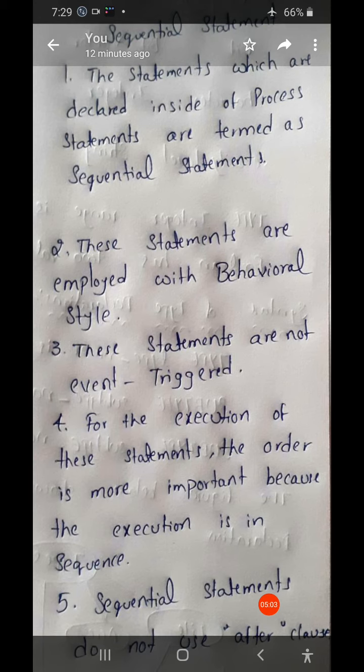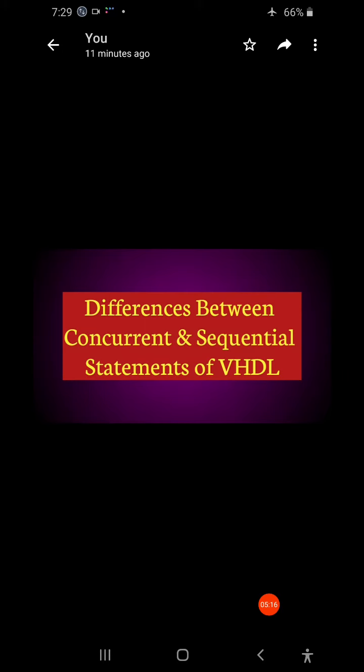That is regarding the differences between concurrent statements and sequential statements. Here we can see both differences at a time, between the concurrent and sequential statements that are used in VHDL code.